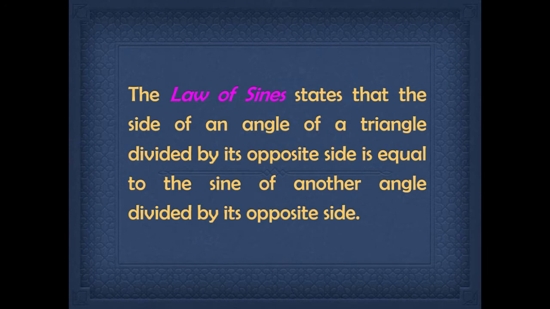Now recall that when we are given a right triangle, we can use the Pythagorean theorem and SOHCAHTOA. But when you are given oblique triangles, meaning triangles that are not right, then you will have to use either the law of sines or the law of cosines. Now, what does the law of sines state? The law of sines states, again, that the sine of an angle of a triangle divided by its opposite side is equal to the sine of another angle divided by its opposite side.